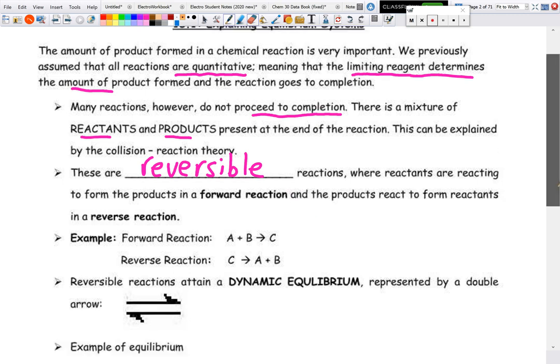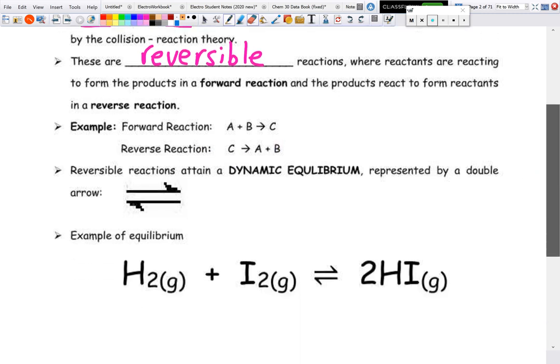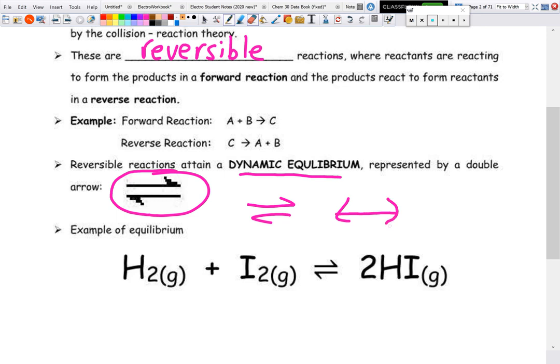So for example, right here we can get a forward reaction, A plus B is producing C, or C can decompose and then produce A and B. So you will notice that in order to show that both these processes can happen, we're going to have dynamic equilibrium and we're going to use a double arrow. So I normally write it like this. You can see it like that as well. As long as you see a double arrow pointing in two directions, we know that equilibrium has been established.